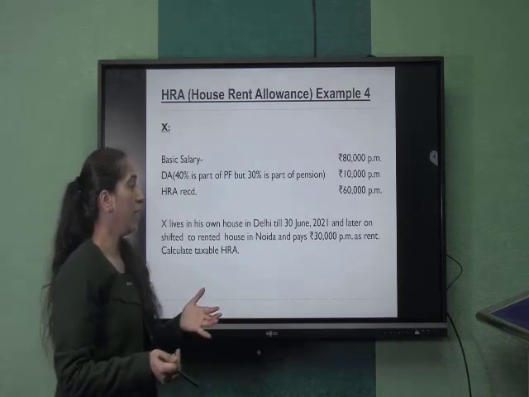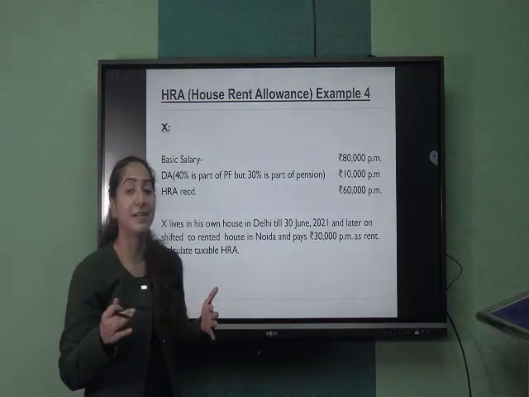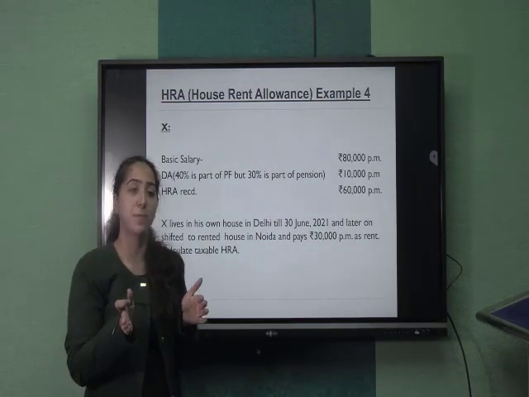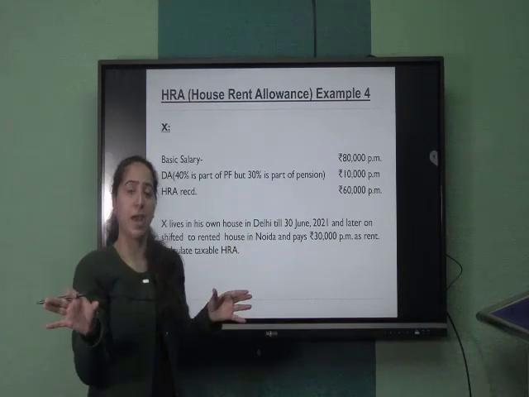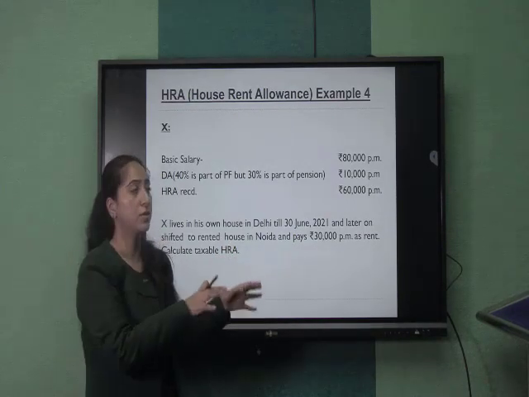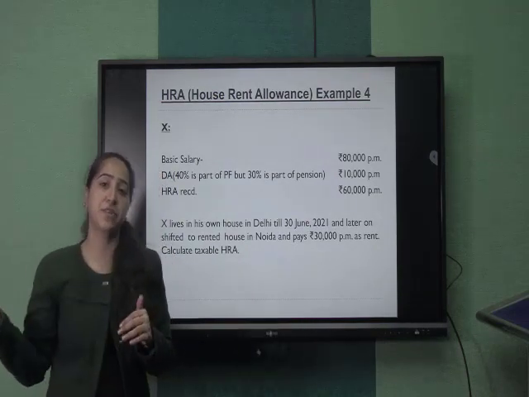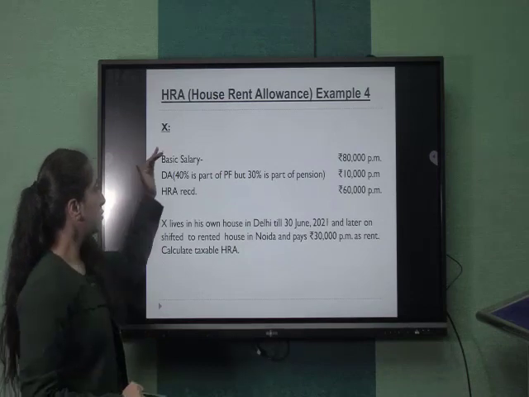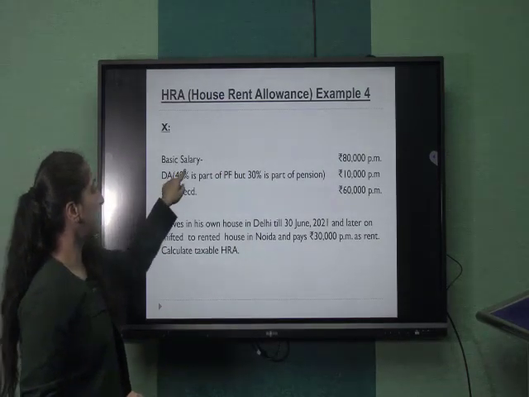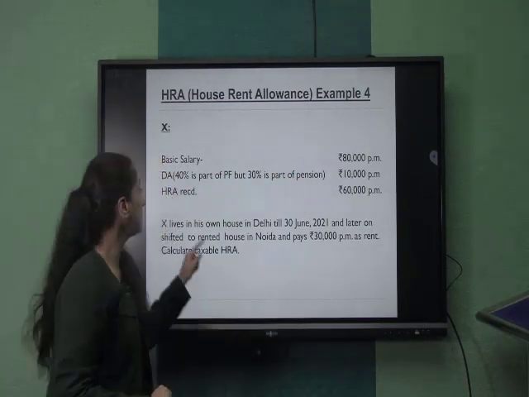Now moving on to another example, which deals with the type of questions where for some months an employee is living in a rented house and for some part of the year he is living in his own house. So how do we do the calculation in that particular case? Here we are given in the question that basic salary is 80,000 per month.